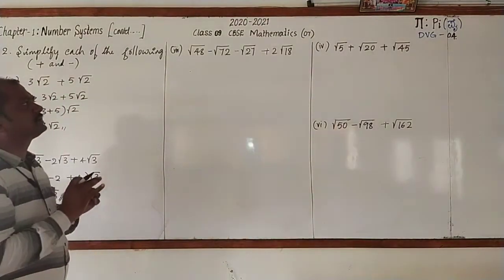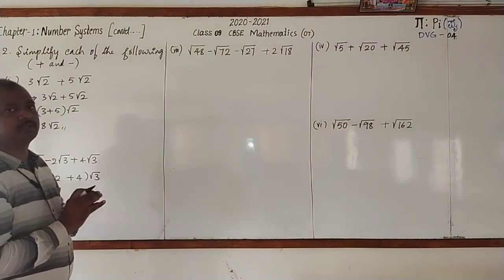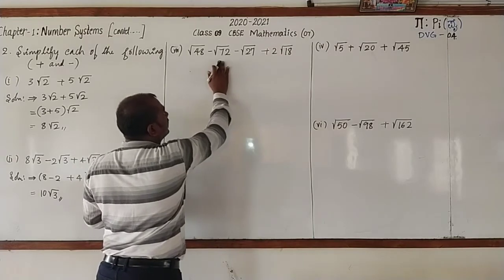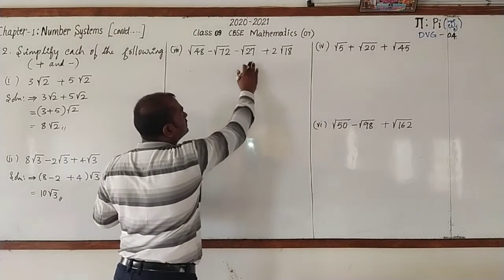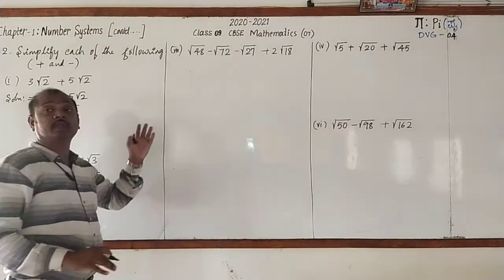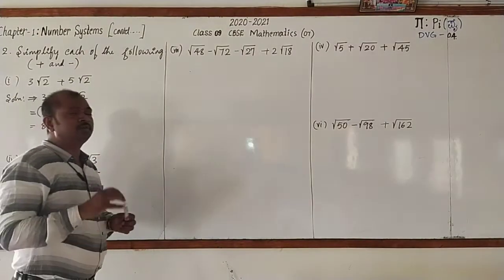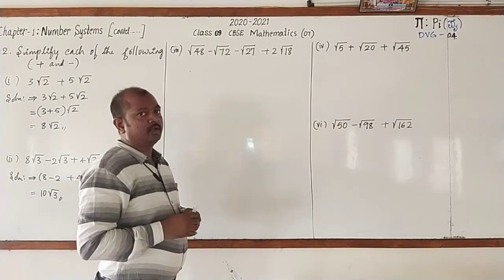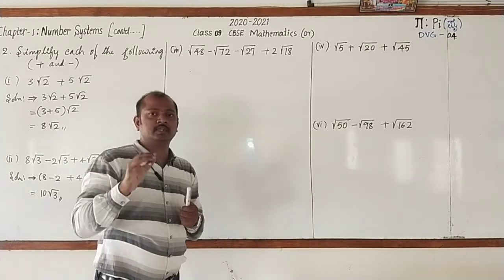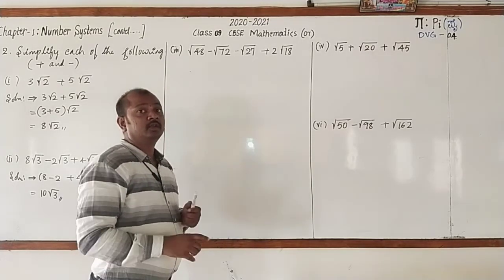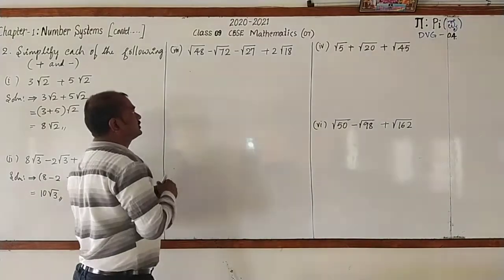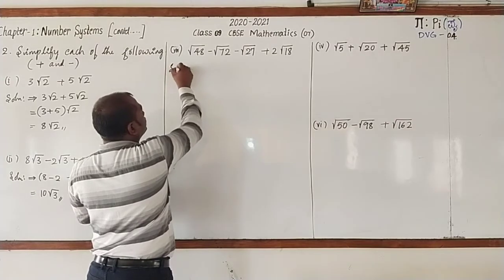Next, observe here. These are somewhat different, right? Look here: square root of 48, square root of 72, square root of 27 and square root of 18. Are they like? No. If you want to decide whether they are like or unlike, you have to express them in the simplest form, just as we learned in the first problem. I will use that.